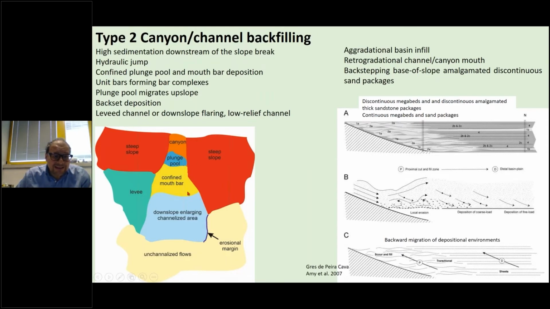So I interpret this type of plunge pool as corresponding to this setting, and I think that this can give us important insight into the infilling of a gradient basin, and this is an example from the Grès de Peïra-Cava, and you see that Ghibaudo et al. interpreted this backstepping amalgamated sandstone formed in this proximal cut and fill zone that I think can correspond to the area of the mouth bar and of the plunge pool in our data.